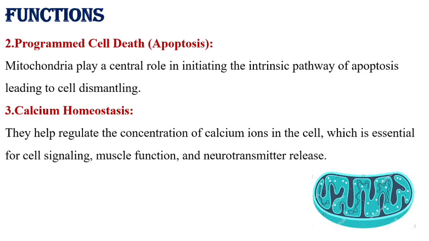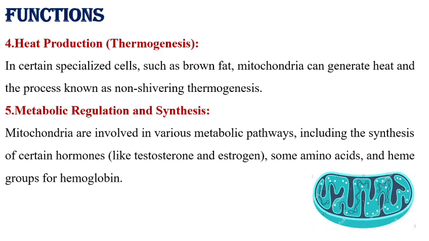Second function is programmed cell death, that is apoptosis. Mitochondria play a central role in initiating the intrinsic pathway of apoptosis, leading to cell dismantling. Third one is calcium homeostasis. They help regulate the concentration of calcium ions in the cell, which is essential for cell signaling, muscle function and neurotransmitter release. Fourth one is heat production, that is thermogenesis. In certain specialized cells such as brown fat, mitochondria can generate heat in the process known as non-shivering thermogenesis.